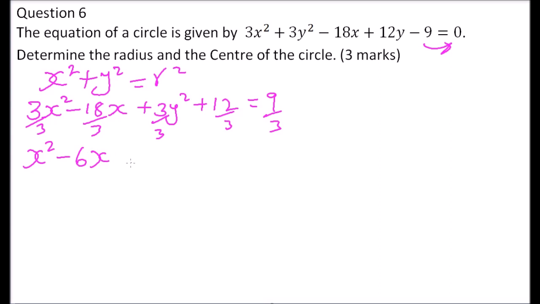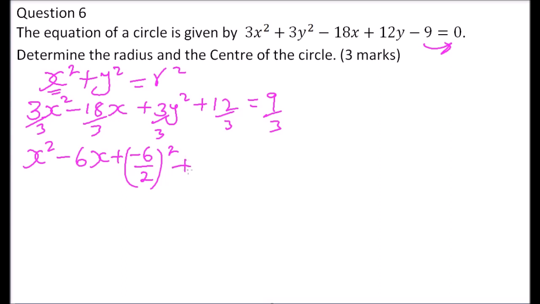We use the complete the square method so that here we have a perfect square in terms of x. So here we say, what do we need to add to these terms to make them a perfect square? And in completing the square method, we add half the coefficient of x. So it is minus 6 divided by 2 in bracket squared. So that will give us a perfect square.